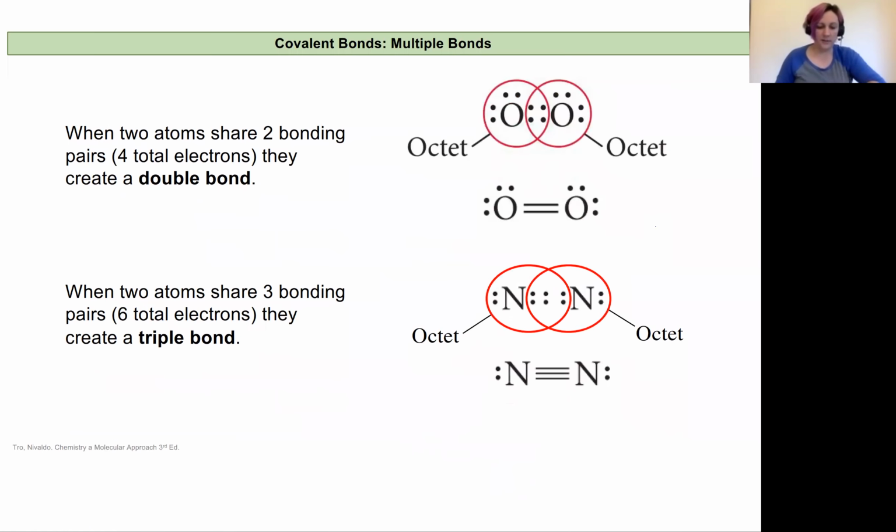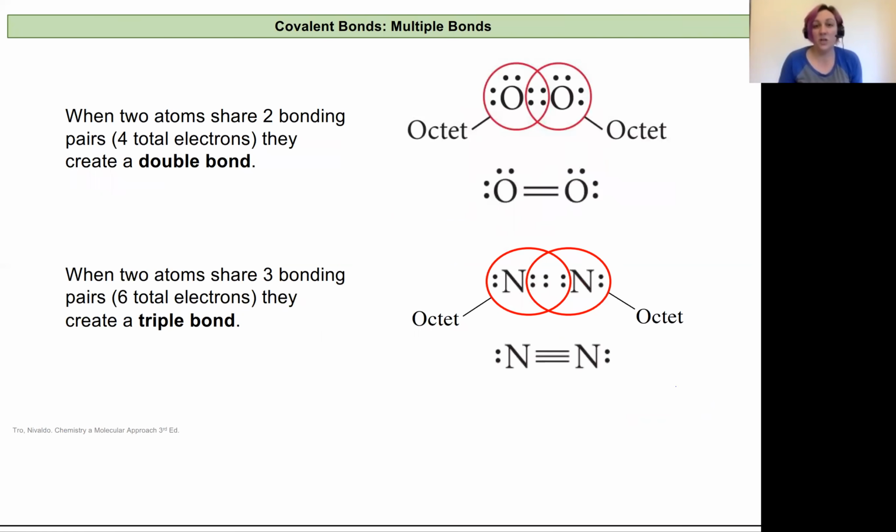Let's look at covalent bonds. So multiple covalent bonds. When an atom shares 2 bonding pairs of electrons, so that would be a total of 4 electrons being shared, that would create a double bond. An example here is elemental oxygen, where to make each oxygen feel like it has 8 electrons, it needs to share 4. And so that's going to be equivalent to 2 bonds. Each of these lines represents 2 electrons. So 2 electrons equals 1 line when we're building our Lewis dot structures.